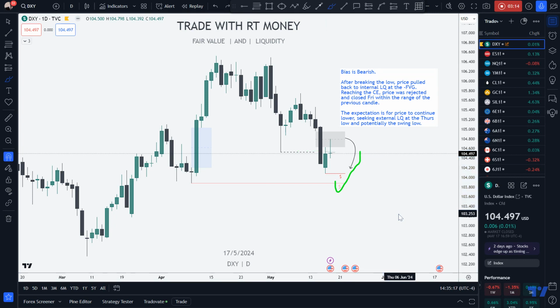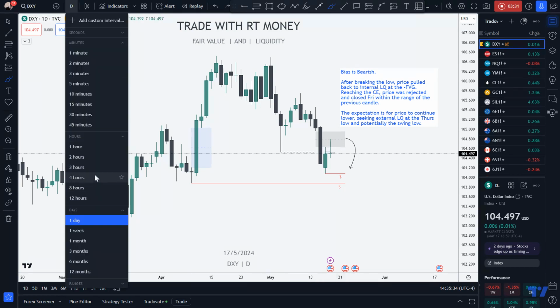Okay. So you have our targets. We have our targets and everything. We have the intent of price. You see how price reacted to this bearish fair value gap. So I'm looking for it to continue.